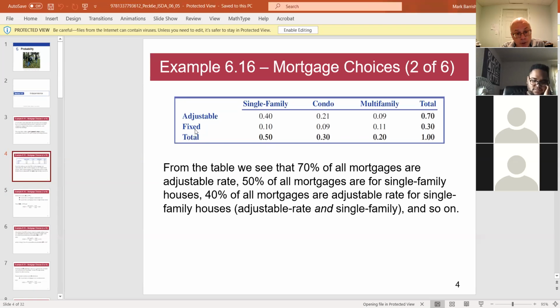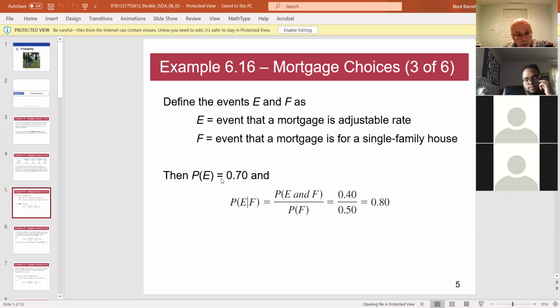What's the probability of a fixed rate mortgage? 0.3. What's the probability that the mortgage is for a single family home? 0.5. What's the probability it's for a condo? 0.3. What's the probability it's for a multifamily home? 0.2. All right. These are the marginal totals. That's what they're giving you here.